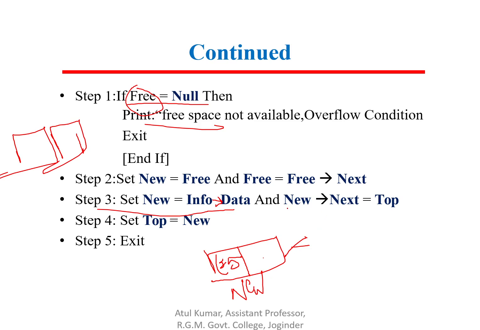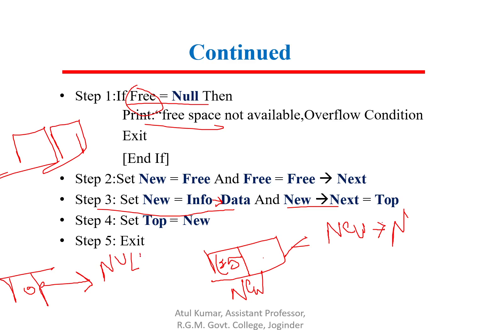The next instruction is new next is equal to top. New next is equal to top means, firstly the linked list is empty, so top is null. So this is the scenario. If top is null, then the new node's next pointer is top, and top is already null, so here it is null.